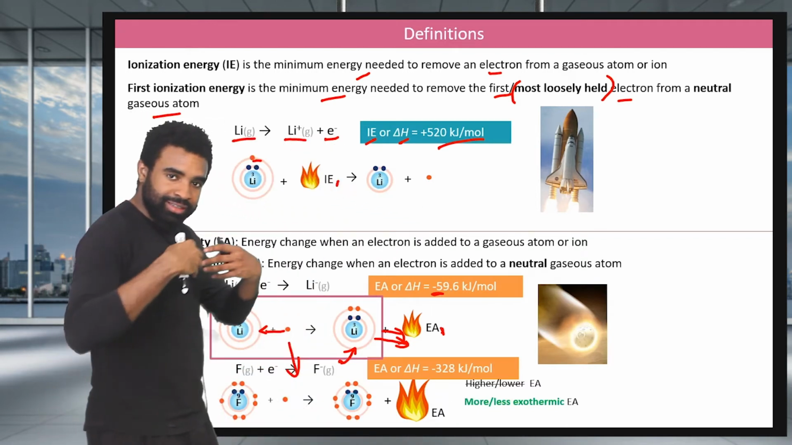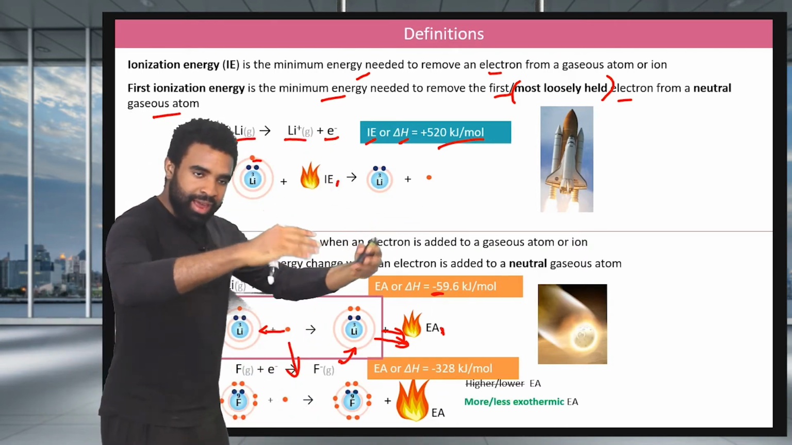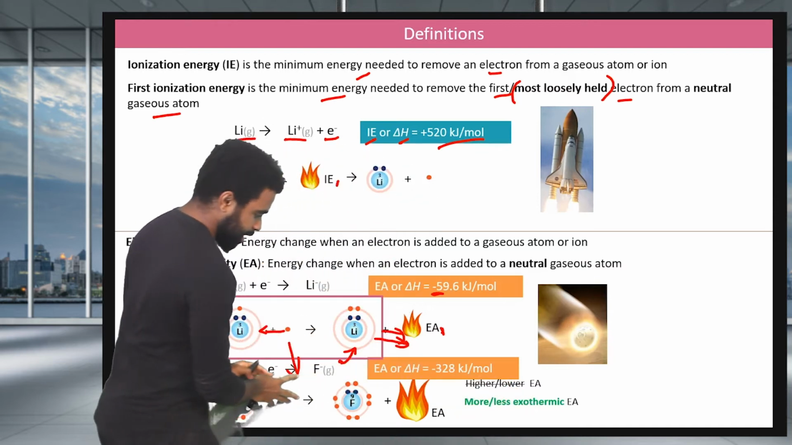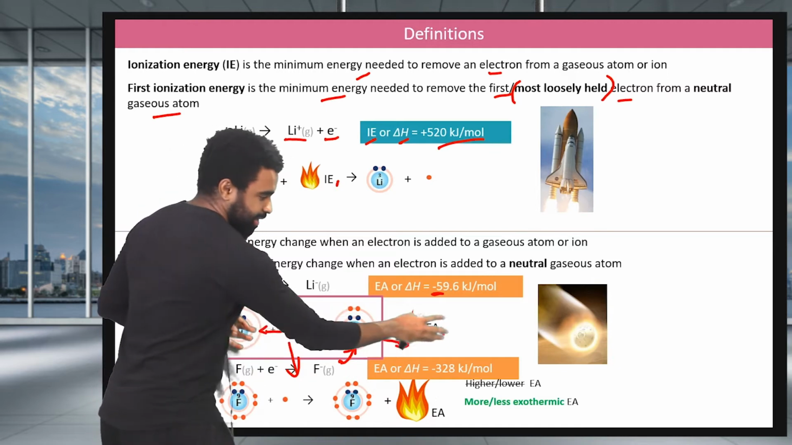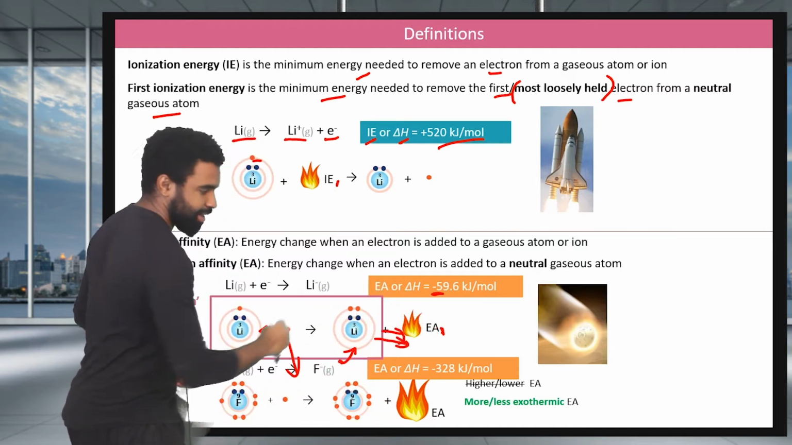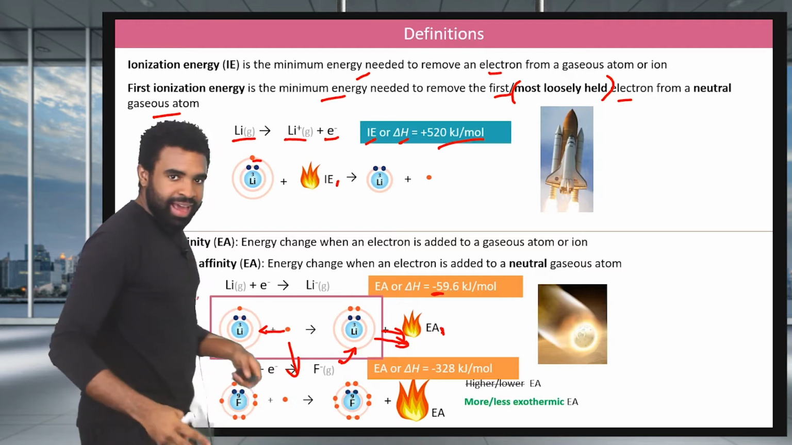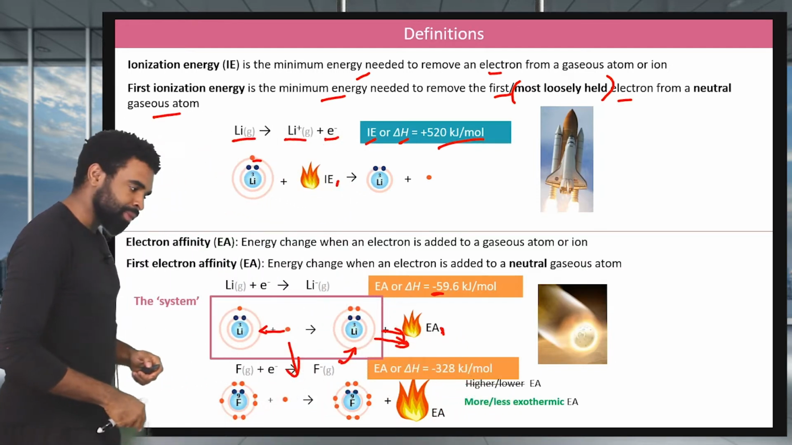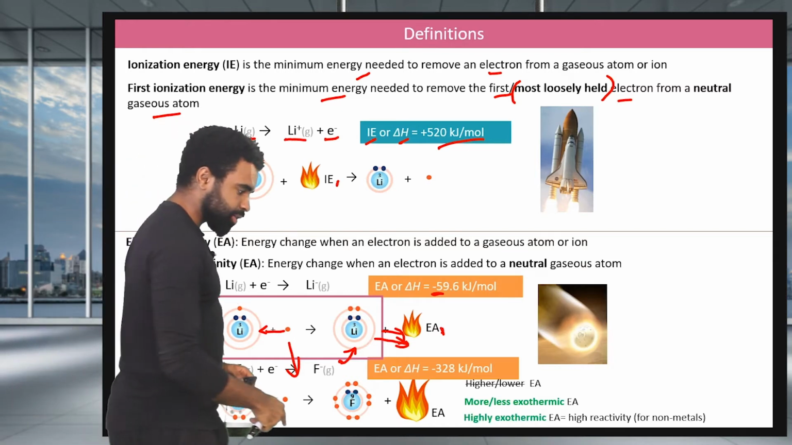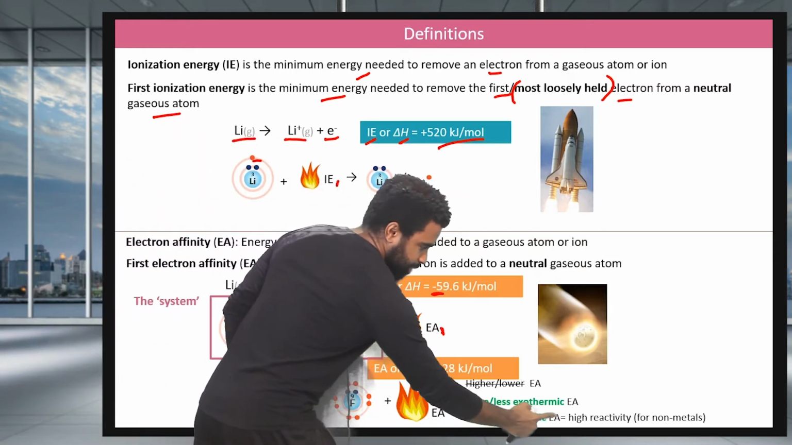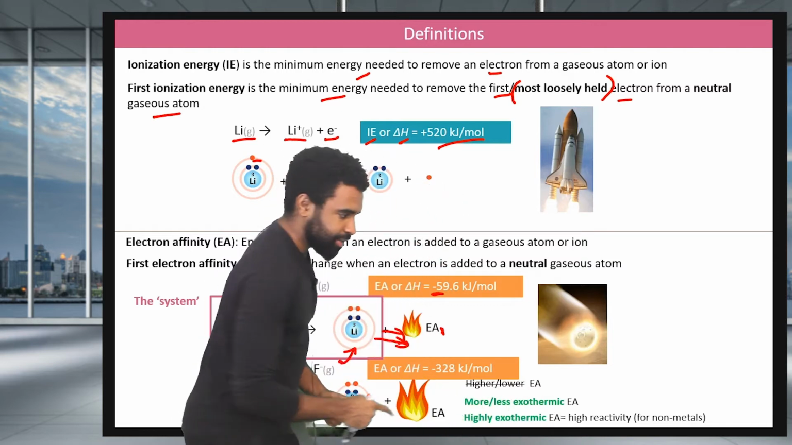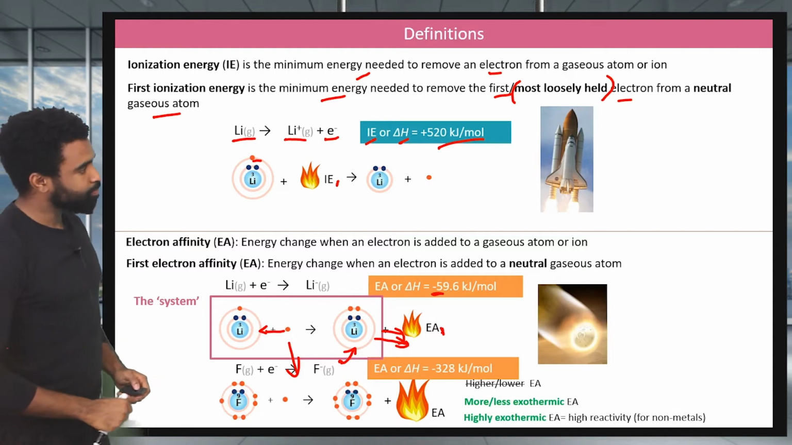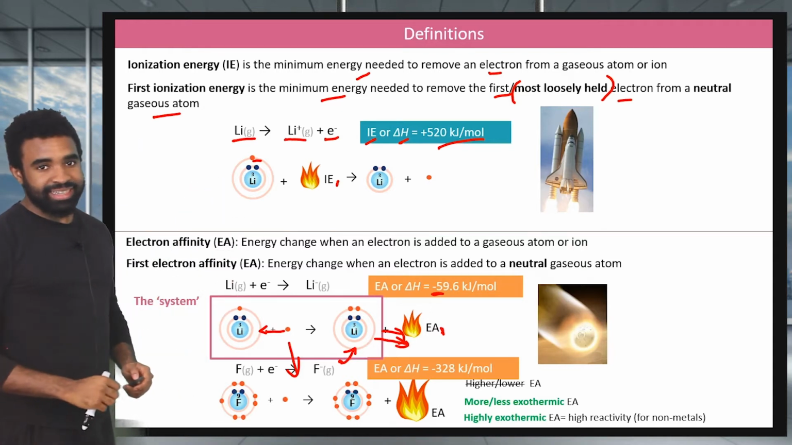Exothermic, exo means to leave. It means outside, and thermic means heat. So exothermic means a loss of heat. So here we lost more heat from the system than here, or we lost more energy in this case than here. So we would say that fluorine has a more exothermic electron affinity than does lithium. And an important fact, which we'll come back to, is that highly exothermic electron affinities generally correlate with high reactivity for the non-metals.